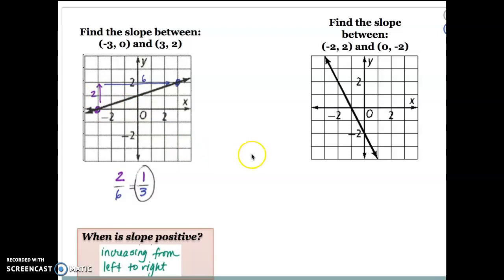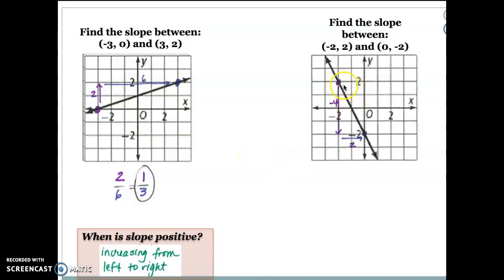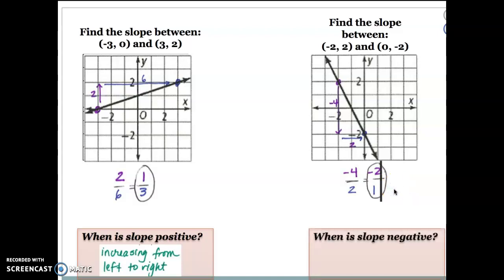On the second example, we are going between -2,2 and 0,2. So again, find those nice intersection points, and I'm going to rise down 4. So my rise is a -4, and then I'm going to run 2. All right, and if I do -4/2, I could have gone from -2,2 down to -1,0 as well. I could have risen -2 and run 1. So -2/1 is your simplified slope, or you can just write it as -2. This one is negative because it is decreasing from left to right.